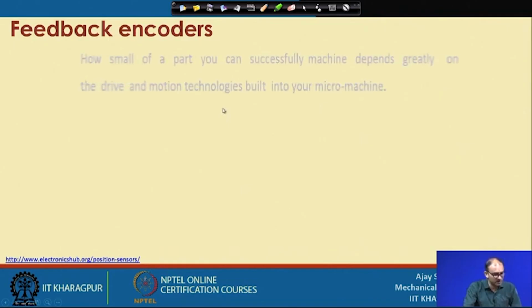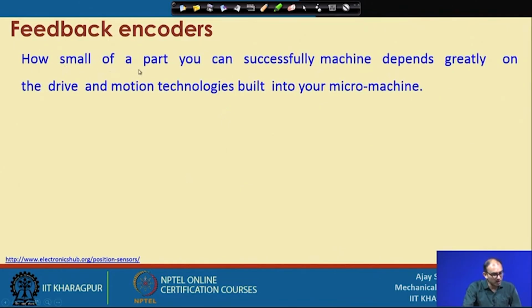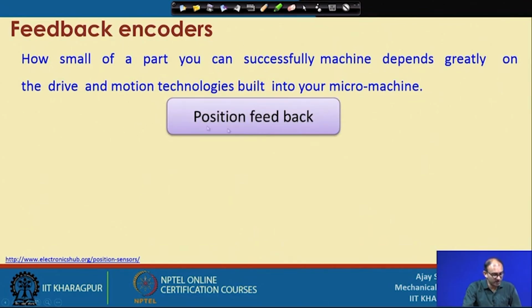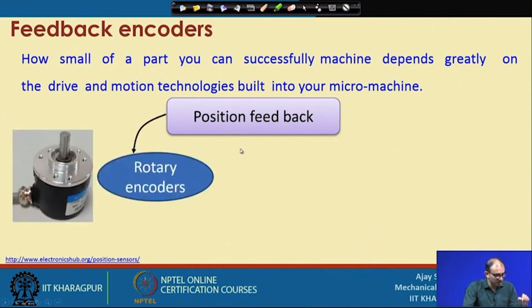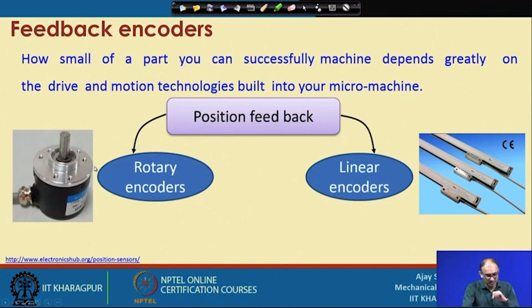So, let us discuss the feedback controllers, what feedback encoders are available. How small a part you can successfully machine depends greatly on the drive and the motion technology built into your machine, the micro machine. Right. So, there is position feedback. Position feedback means we have two positions, one linear and one rotary, correct. So, we have two encoders: rotary encoders, which measure the rotary position or rotational direction. Other than rotary direction, you can also get the linear position from the rotary encoder, we will see that. Another is the linear encoder.